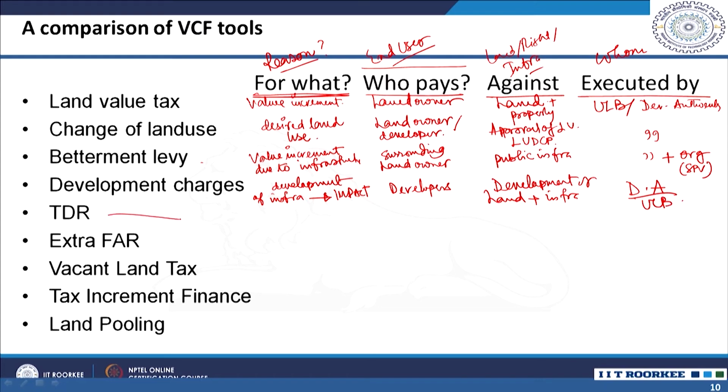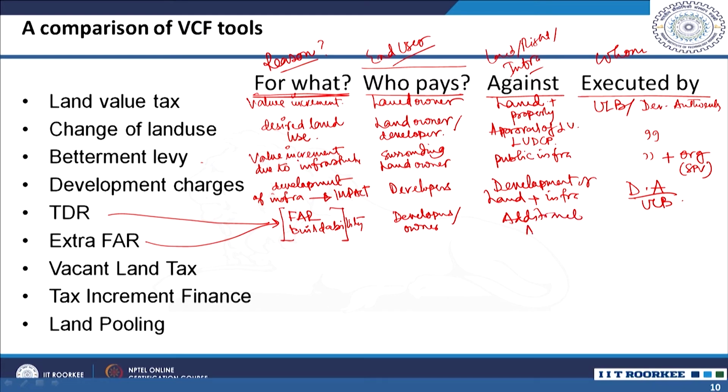Then TDR is basically the FAR. So, basically TDR and extra FAR both are applicable for the FAR as a tool. So, FAR gives you more buildability. So, it is paid by either the developer or owner. It is paid against additional FAR and executed by development authority or urban local bodies.